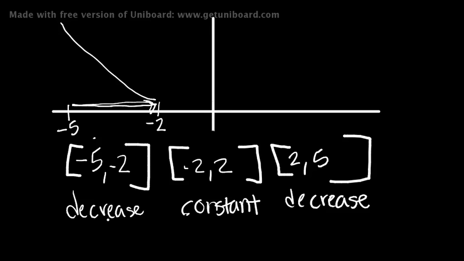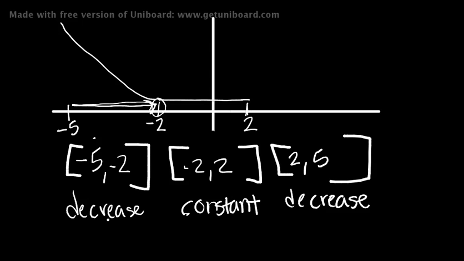Now, for a constant interval, we start at x is -2, and we're going to go all the way over to x is +2. Over this interval, we want to be constant. Constant simply means that your y values do not change. That creates a straight line. So you have a horizontal line denoting that over this interval, it's constant.